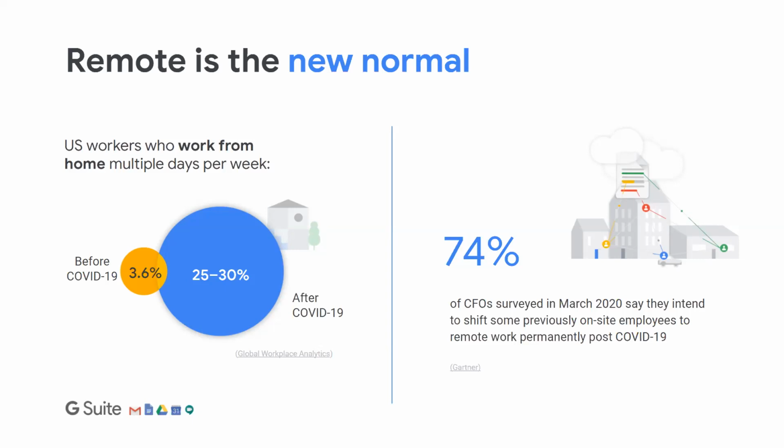And you can see a data represented of US workers presented to you by the Gartner Global Work Analytics. It says that before COVID, remote workers were 3.6%, but now it has increased to 25 to 30%. And that's an achievement in itself, that shows how effective G Suite is.